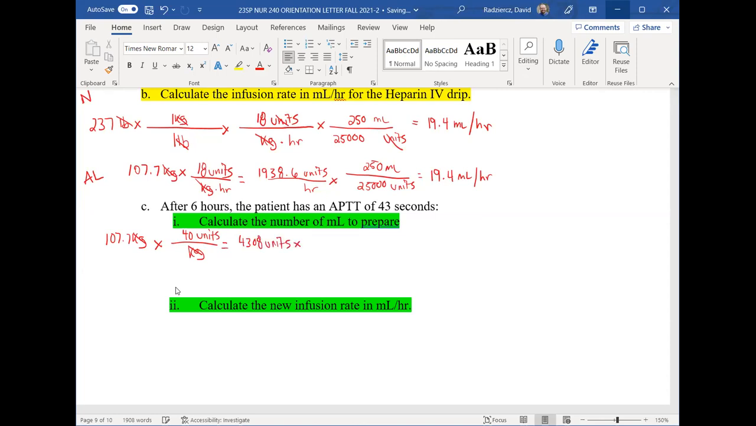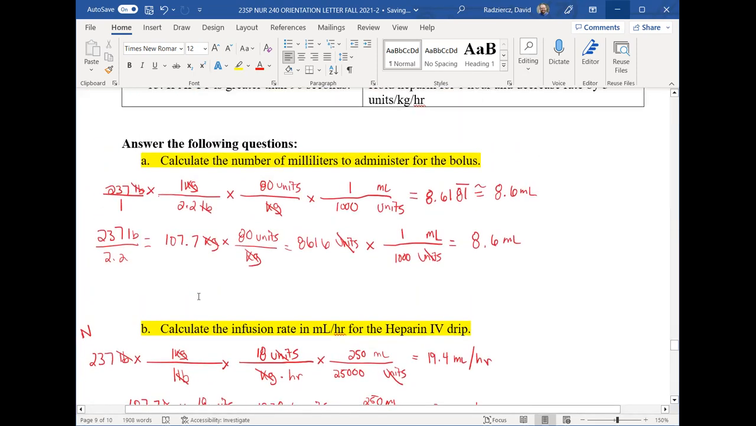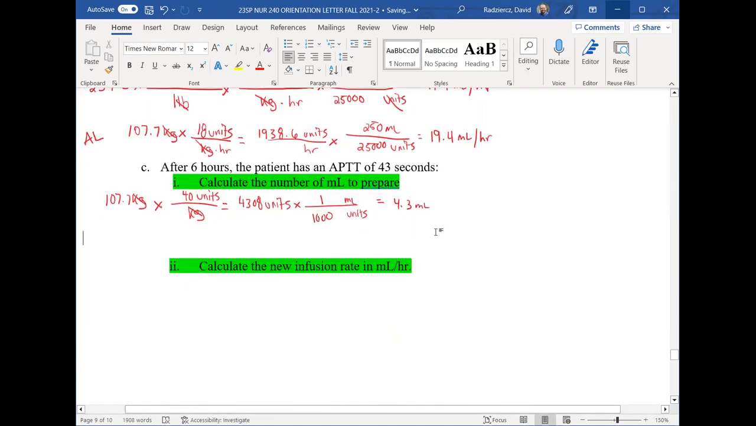Then I'm going to convert units to milliliters. And because we're calculating a bolus, I'm going to use the bolus dose strength. The bolus dose strength tells me 1,000 units per milliliter. And I'm going to get, rounded, 4.3 milliliters. What was my original? 8.6, right? Okay. Which is exactly half, which is what I was anticipating seeing.